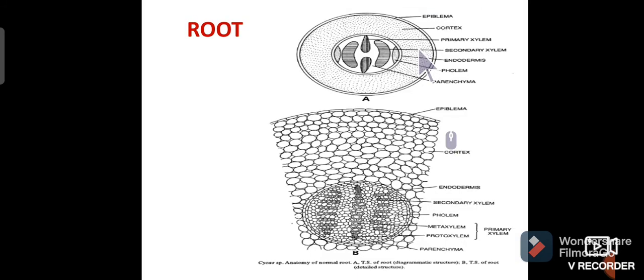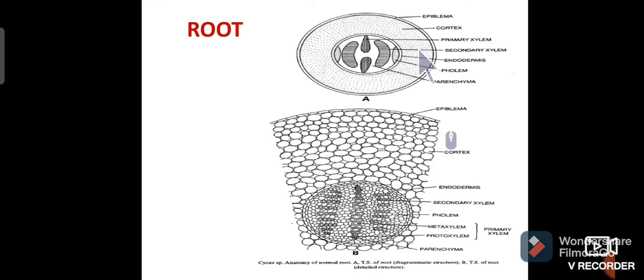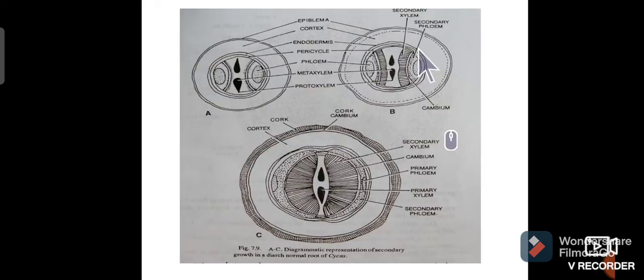Okay, so in this video, we will discuss the secondary growth in the normal roots. We had already talked about the TS section, as you can see in this figure, that is the anatomy of the normal roots. So now we will take a look at the secondary growth. Secondary growth in the Cycas root occurs in the same manner as in dicot angiospermous roots.